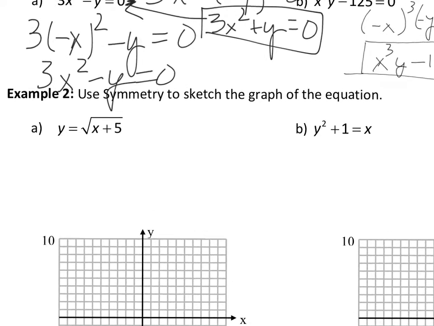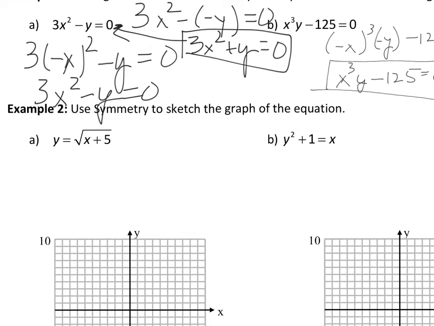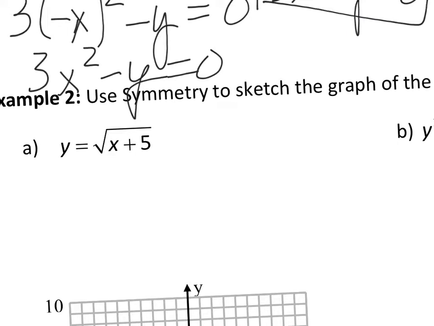Okay, so now we can use symmetry to sketch this. So if I test for symmetry here, plug in negative x, that doesn't work. I plug in negative y, that doesn't work.